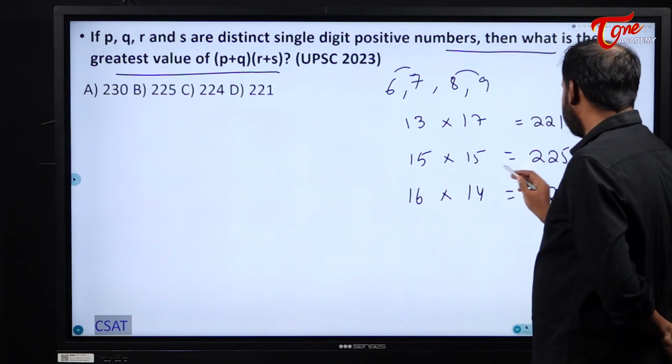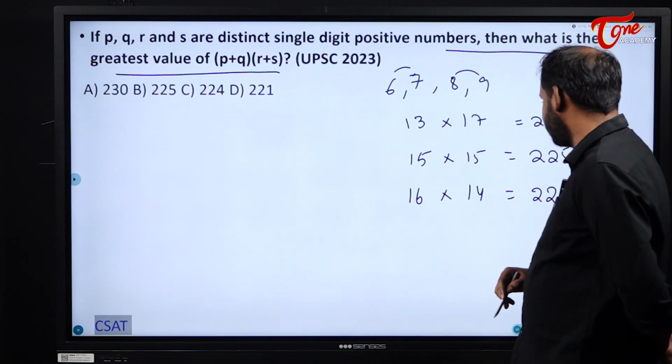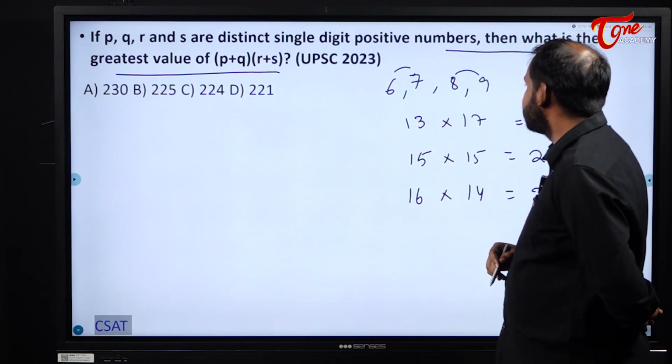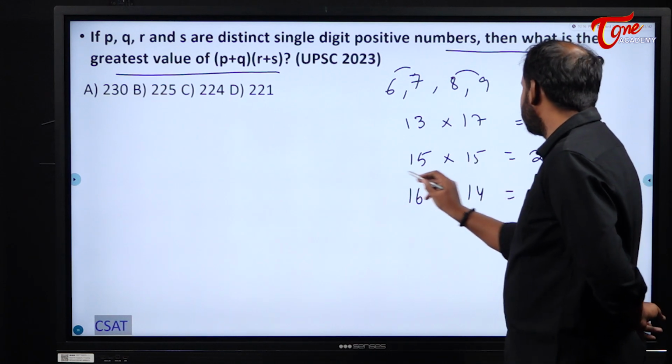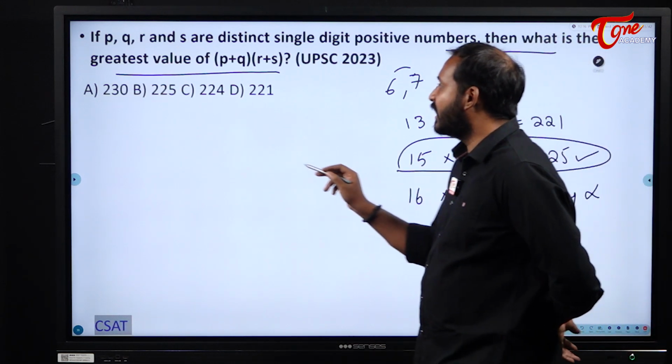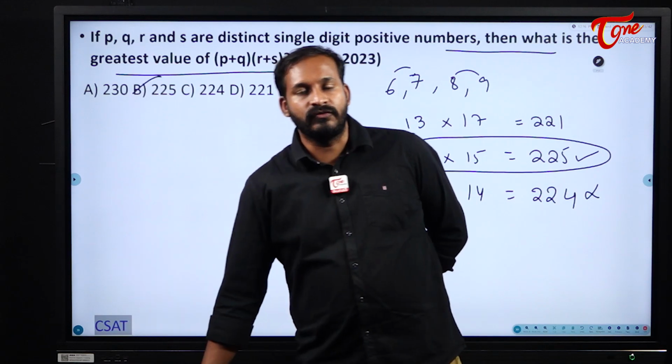224. Still this is the highest one. And is there any other choice for us? No, these are the highest values. So 15 15s are 225. The highest value which we can get here is 225.